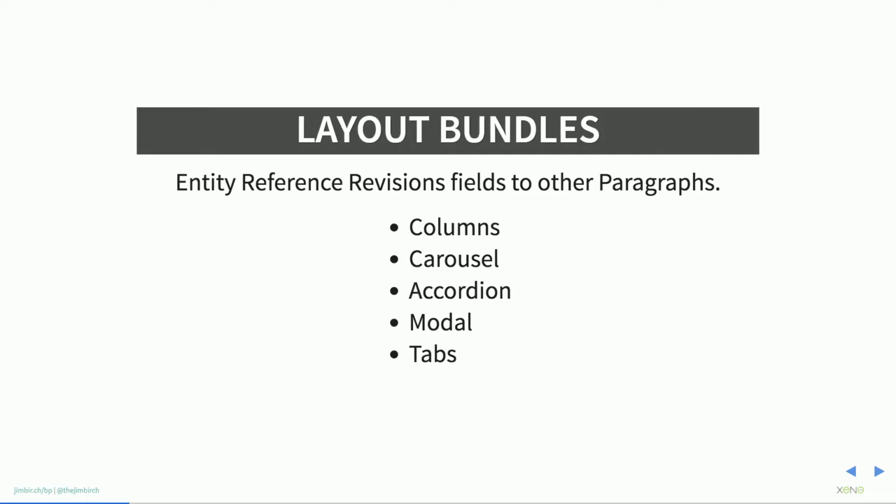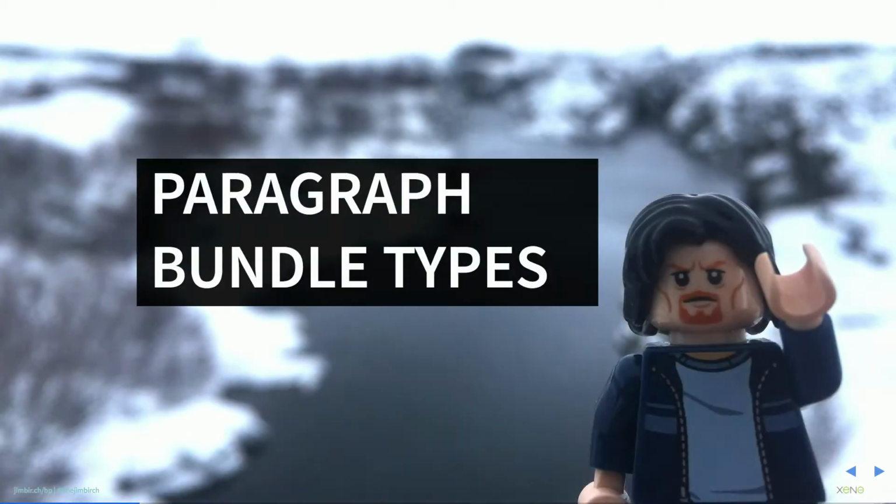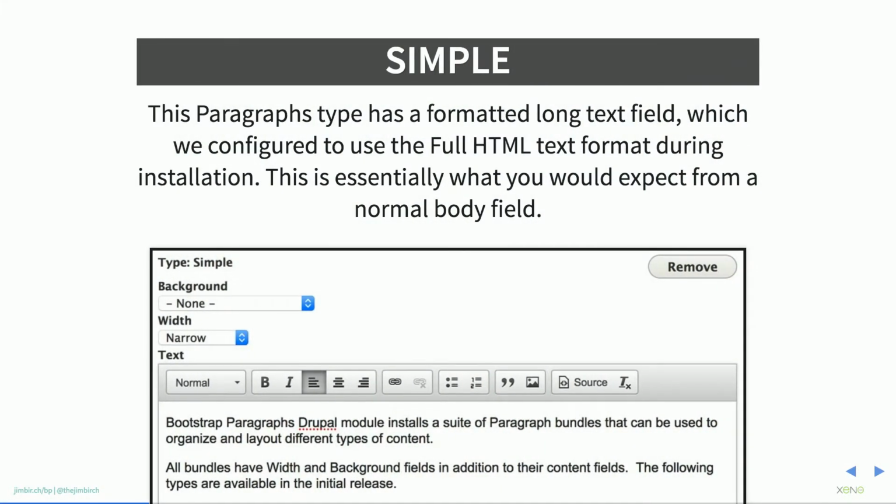For the layout bundles, here's where we get into the Bootstrap stuff. So we have columns, carousel, accordion, modal, and tabs. And it would go through the type. So we'll get into the globals in a minute, but everything has a background and a width field. So basically these are two fields on my paragraph bundles. The third field is the body field, body field replacement. So this uses the default full HTML. Go in, and if this is all you need, it's just like your basic code.